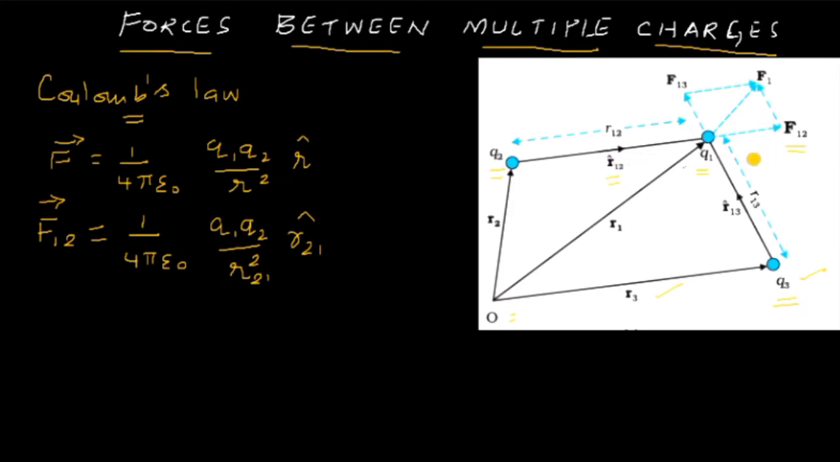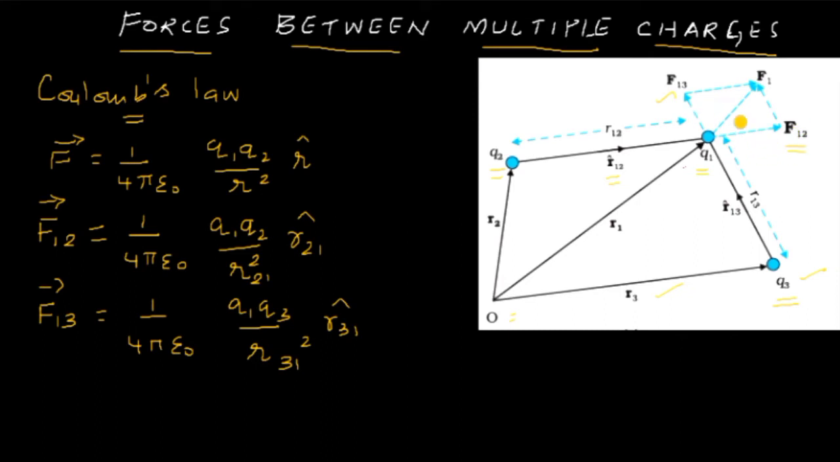Similarly, this force is acting along the direction shown here by the dotted lines. Then the force acting on the charge Q1 by the charge Q3 will be represented as F13 vector, and that is equal to 1 upon 4 pi epsilon naught. Epsilon naught, as we have already discussed, is the permittivity of free space. Then Q1 Q3 divided by R31 square, R31 cap. This is F13 vector and this is F12 vector. Both are in different directions.